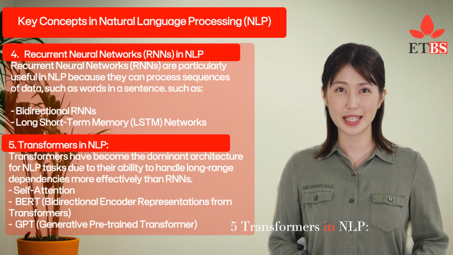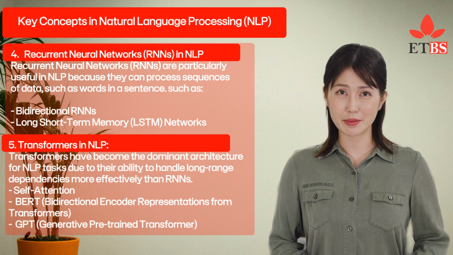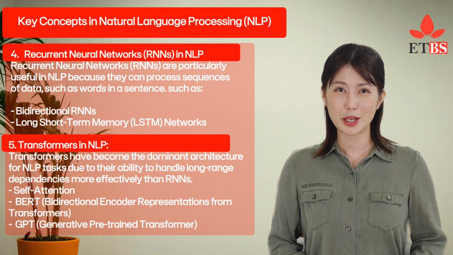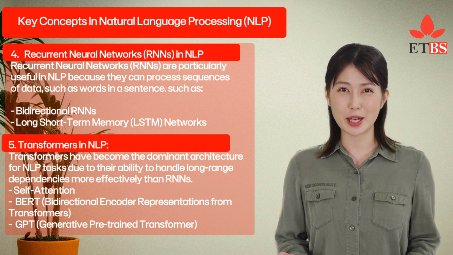5. Transformers in NLP. Transformers have become the dominant architecture for NLP tasks due to their ability to handle long-range dependencies more effectively than RNNs. Transformers use self-attention mechanisms to process input data in parallel, which allows them to scale better and handle large datasets.